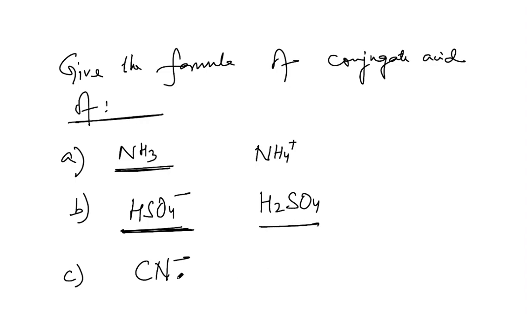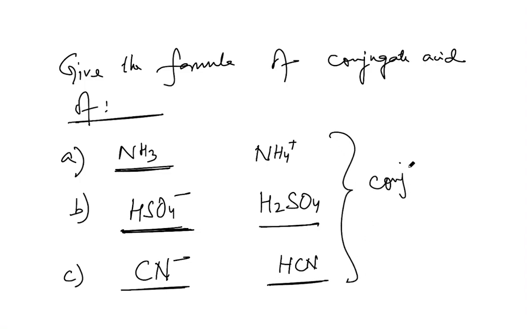The CN minus ion will gain one H ion to form HCN. So these are the conjugate acids of the bases given.